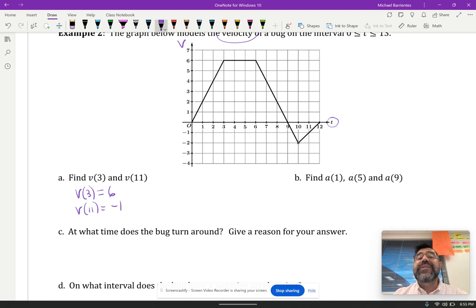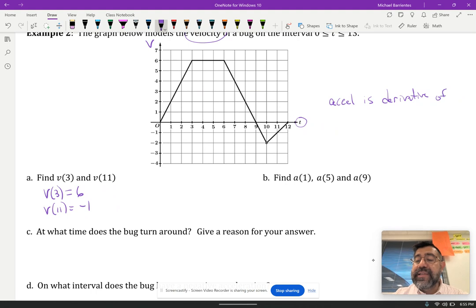But acceleration is the derivative of velocity. So acceleration is the derivative of velocity. But another word for derivative is slope. So acceleration is the slope of velocity. So since I'm given the velocity graph, the acceleration is just the slope of the graph.